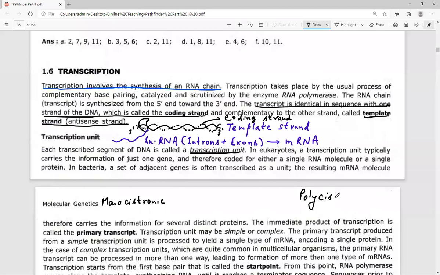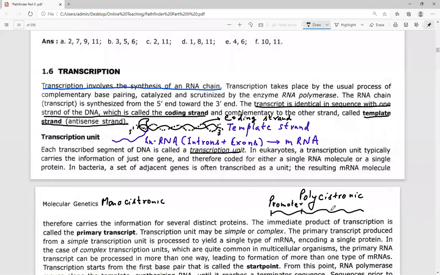Polycistronic. In the case of polycistronic, you just have a single promoter region and then you have several genes. There is a single promoter. Supposedly, there is a promoter which is present here. This is the promoter.